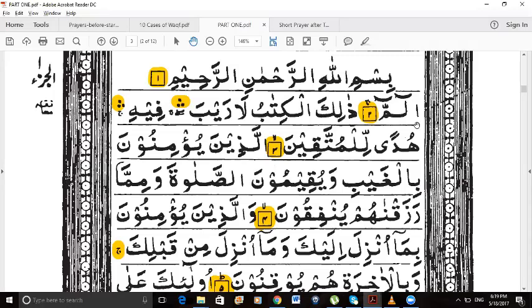أعوذ بالله من الشيطان الرجيم بسم الله الرحمن الرحيم ألف لام ميم ذلك الكتاب لا ريب فيه هدى للمتقين.